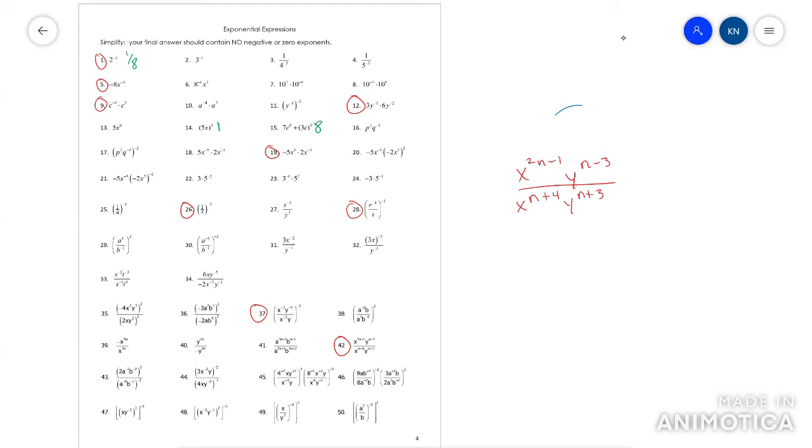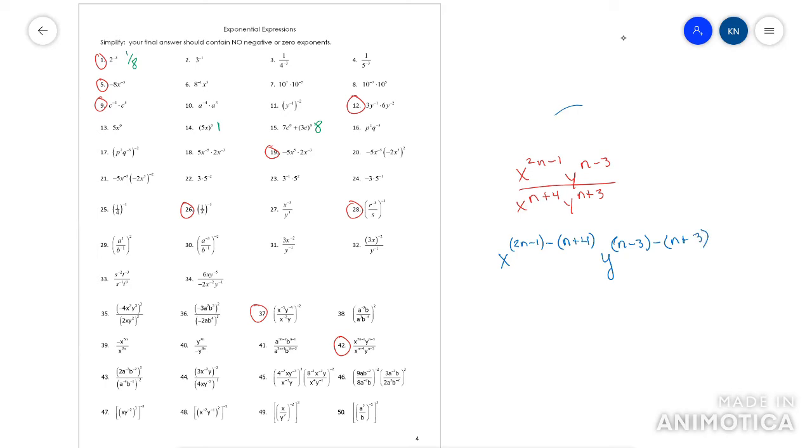Okay. There's no technical negative exponents here. They have binomials as their exponents. So basically, you're going to stick to the plan here, and you're going to be subtracting these. So like this, you're going to be subtracting. So it's really like x to the 2n minus 1 minus n plus 4, like this. And the y's, it would be y to the n minus 3 minus n plus 3.